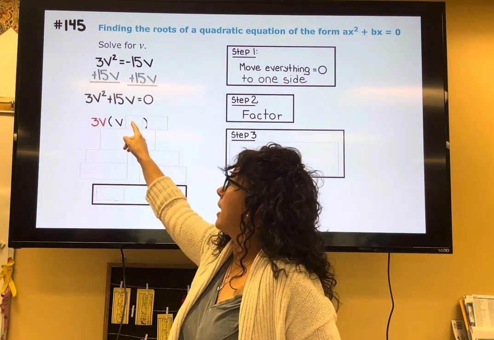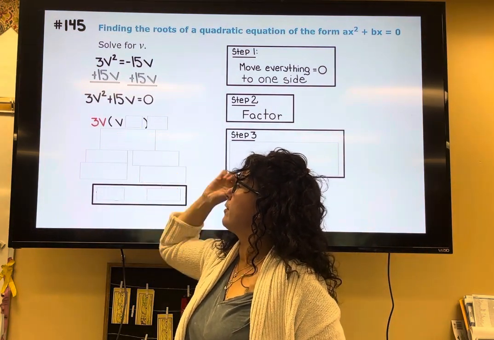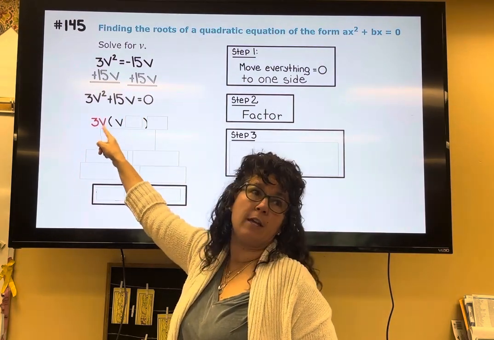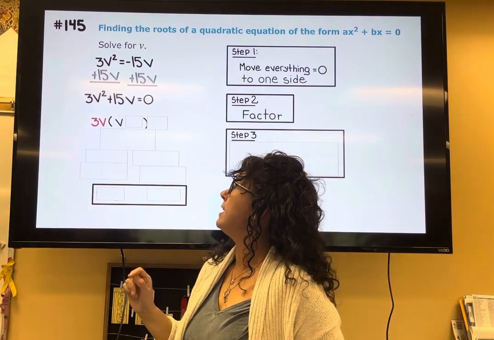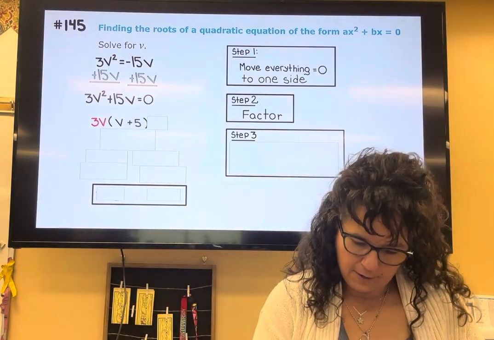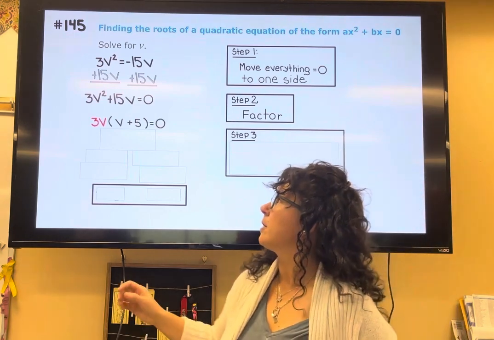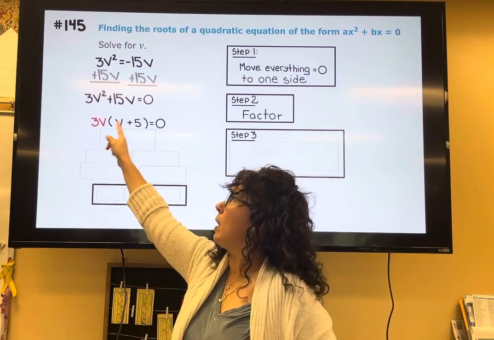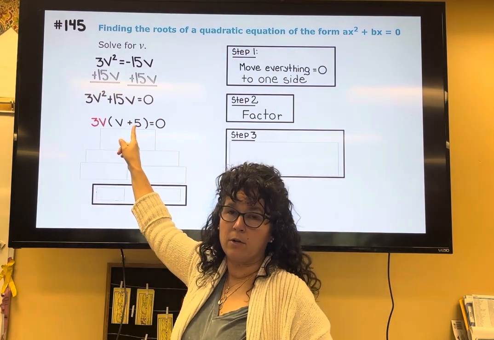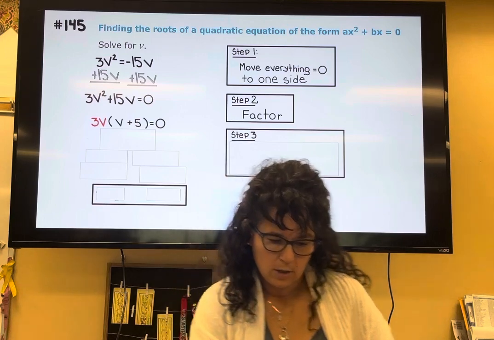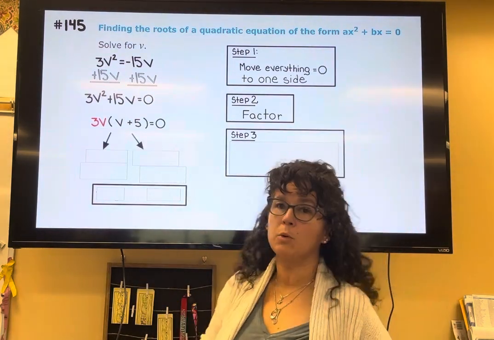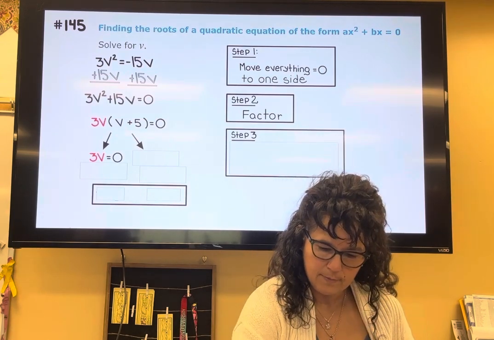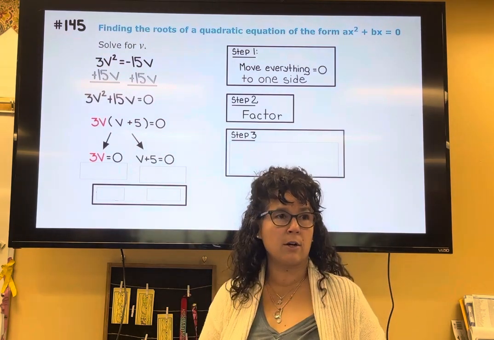And then here, I could think of this for what's left over. I can do 15v divided by 3v, or I could say 3v multiplied by what is 15v. So that's going to be a positive 5, and now it's equal to 0. So I have 3v multiplied by v plus 5. So if either one of these turns into the number 0, then 0 times anything is 0. So let's set each factor equal to 0. So setting 3v equal to 0 and v plus 5 equal to 0.